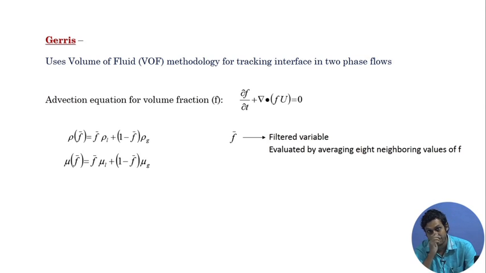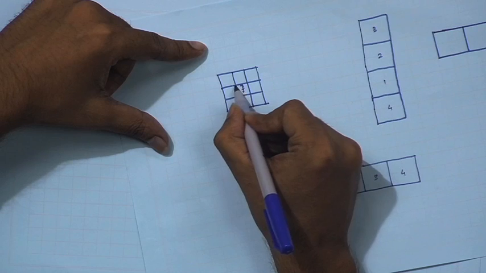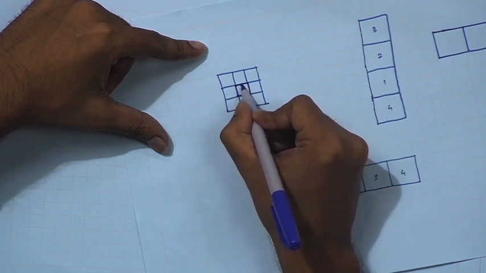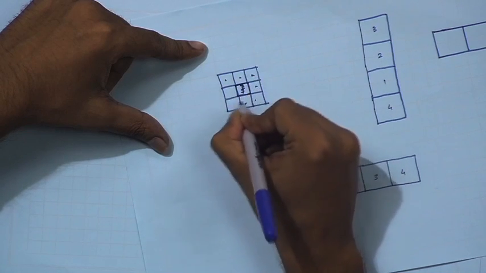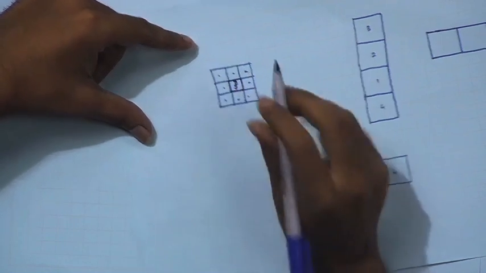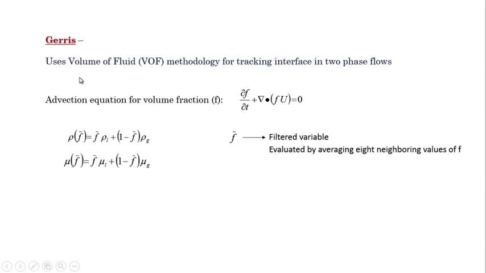This is evaluated by averaging over the 8 neighboring values of f. Suppose here you can see, if we are measuring the f value of this cell, it will average the neighboring 8 values of f, and using this f bar, it will calculate the generalized fluid density. When the cell contains only liquid, this part will become 0 and it will get the density of liquid. And when the cell contains only gas, this part will become 0 and it will get the density of gas. Same thing for viscosity also.